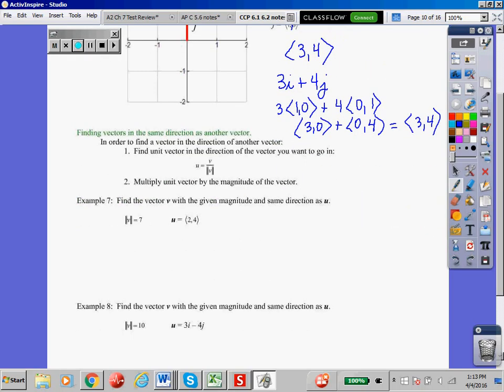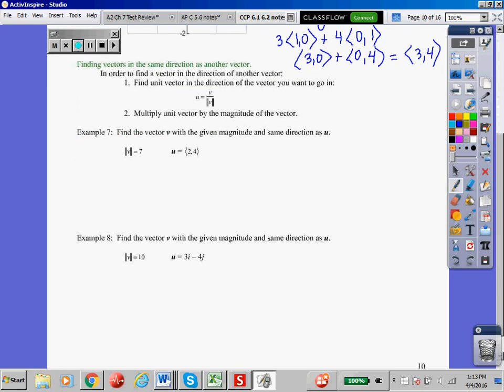So, example 7 and 8, these go together. It says find the vector v with the given magnitude and in the same direction as u. So I don't know vector v. That's actually the one that I'm looking for. So what you're going to do is it says find the unit vector. I can find the magnitude of u.